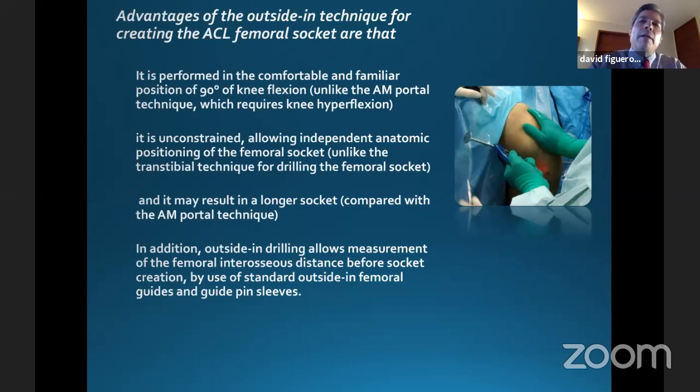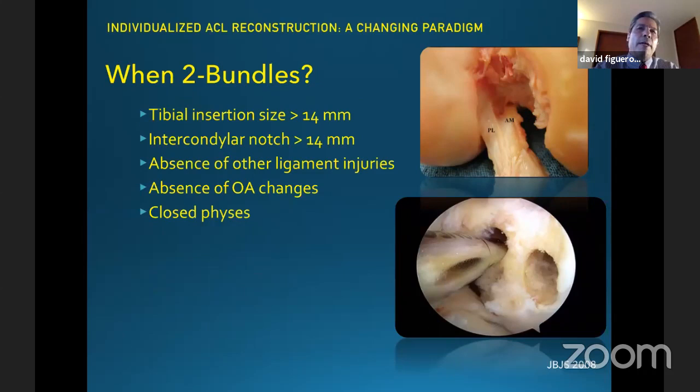Well, the main advantages of this technique is that you perform the tunnels in 90 degrees. You can do both tunnels independently. We usually obtain a larger femoral socket. It allows measurement of the femoral interosseous distance before socket creation. And when we have to perform two bundles, I usually don't do a double bundle.